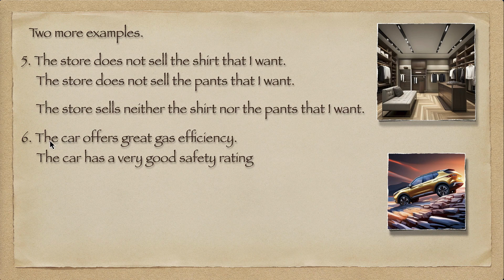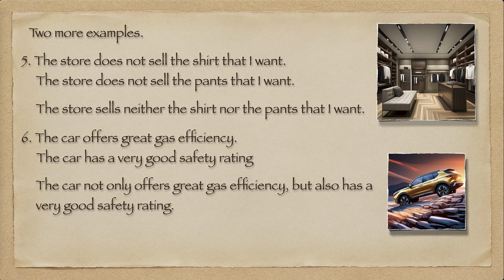We have one subject here, the car, but we have two different verb phrases. We have offers great gas efficiency and has a very good safety rating. So the way to write that would be: the car not only offers great gas efficiency, comma, but also has a very good safety rating. And the comma here is considered a fairly standard construction. Some editors, some situations might leave it out to save space, but it is correct to put the comma here.